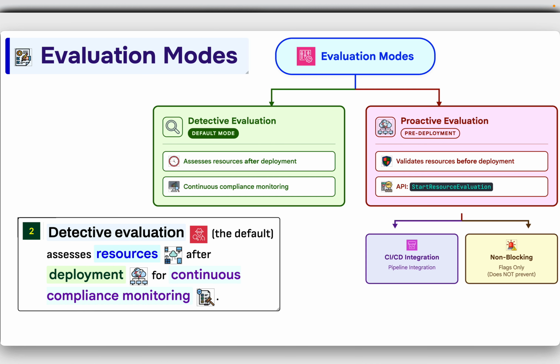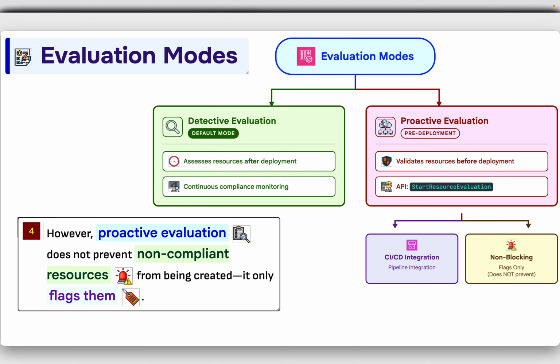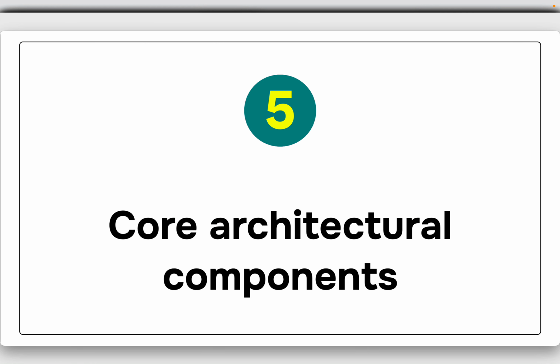First one, detective evaluation. This is the default mode which assesses resources after deployment for continuous compliance monitoring. Next one is the proactive evaluation. This mode validates resource configurations before deployment by integrating with CI/CD pipelines through the Start Resource Evaluation API, and CI/CD is continuous integration, continuous deployment. However, proactive evaluation does not prevent non-compliant resources from being created. It only flags them.